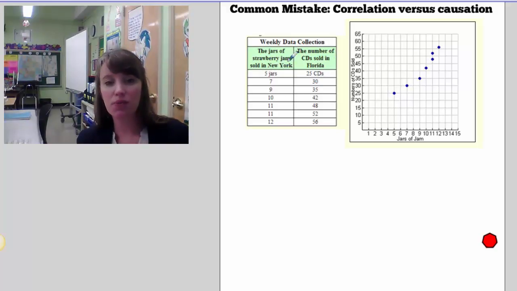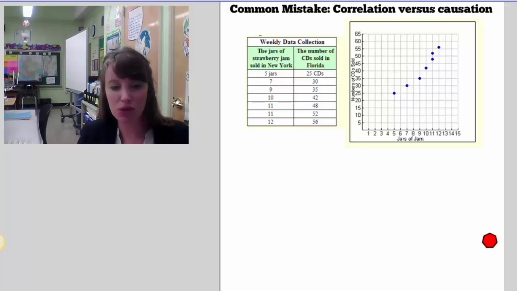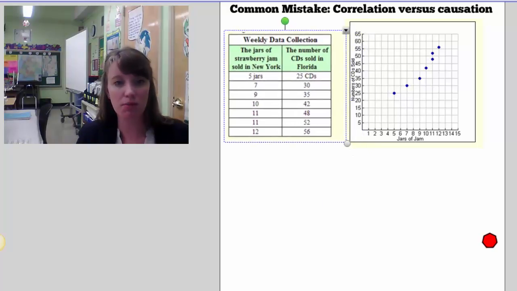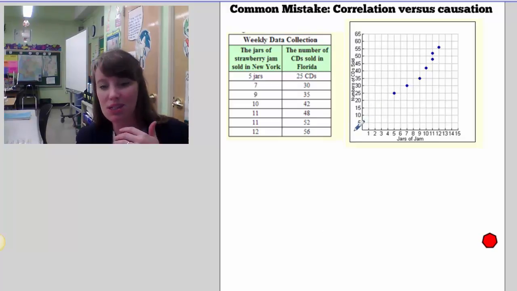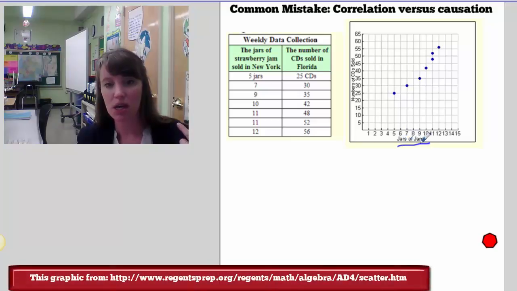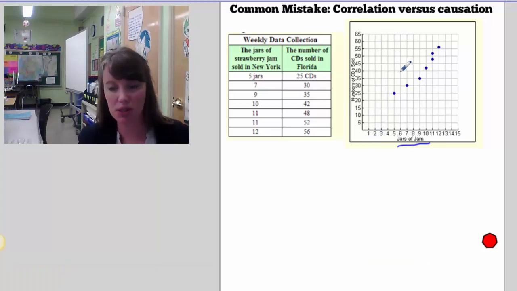But here I have two variables that have nothing to do with each other. So the jars of jam sold in New York State versus the number of CDs sold in Florida. As you might imagine, these two things have nothing to do with each other. But it does appear that if I plot them out as a scatter plot, as the number of jars of jam sold in New York State increases, the number of CDs sold in Florida also increases.